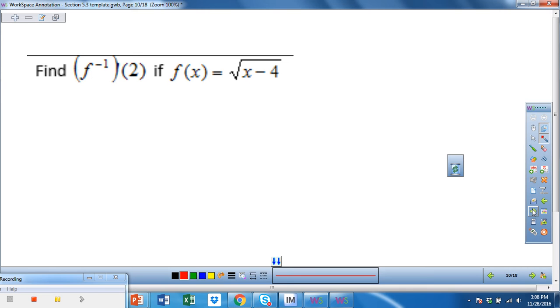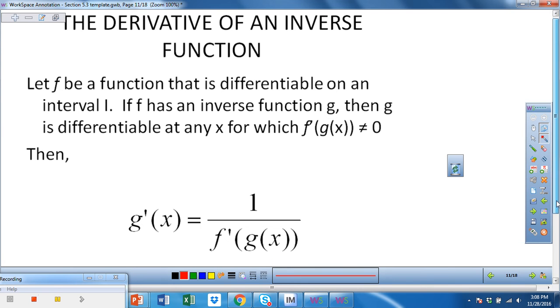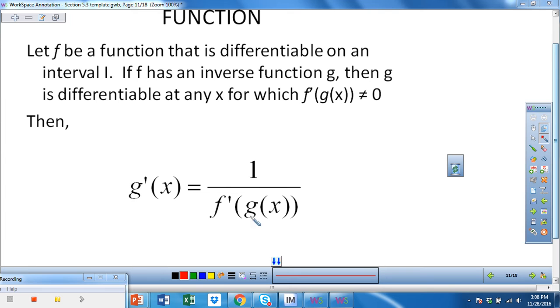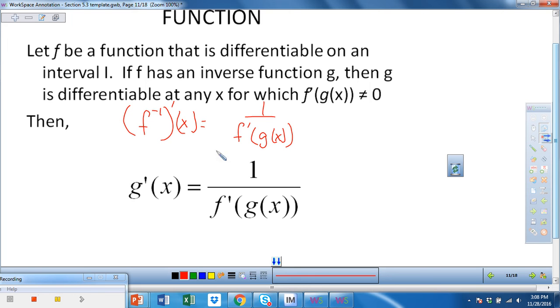Every function is not like that. I cannot always find the inverse of a function. So if I can't find the inverse of a function, I'm going to find its derivative using this formula. The thing to remember from this formula is that g prime of x is the derivative of the inverse of f. Just recalling, I said here that g is the inverse of f. So if it's the inverse of f, I could also write it this way.